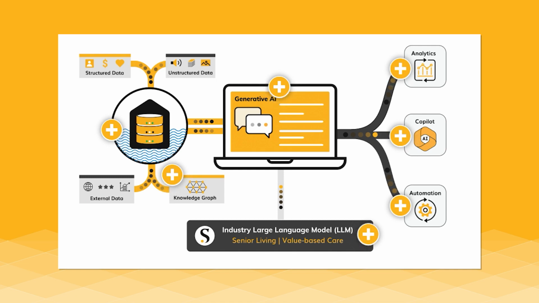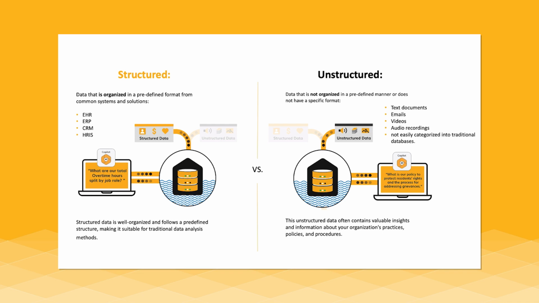In order to enable generative AI, you first have to centralize and unify your data sources. It's important to understand the types of data that generative AI relies on. There's two main types of data that we work with mainly. First one being structured data.